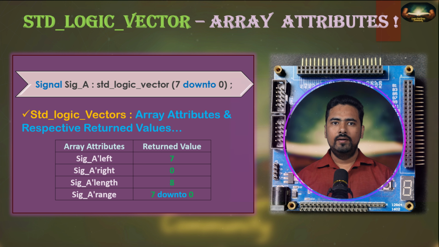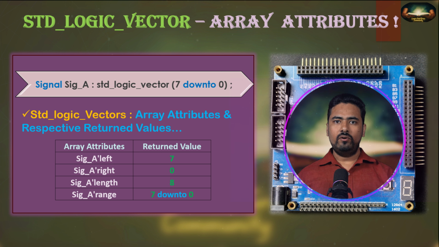So let's start. We discussed that VHDL equips you with powerful tools called array attributes, especially useful when dealing with std_logic_vector signals, which are essentially arrays of bits. These attributes are very important and can be reused in your VHDL designs. By using these valuable details of your vector type signals, you can write cleaner and more adaptable VHDL code.